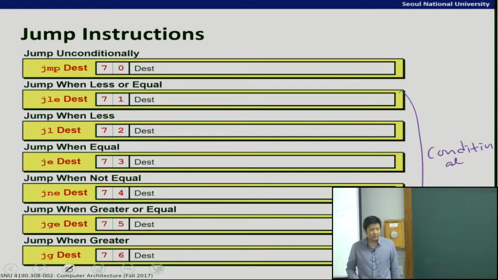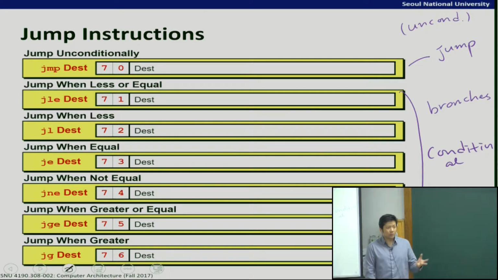So conditional jump means that you jump to the target only when a certain condition is satisfied. Otherwise, you simply move to the next instruction. That's the conditional jump. In some other literature, this one is called a jump, or unconditional jump. And this one is also called a branch.